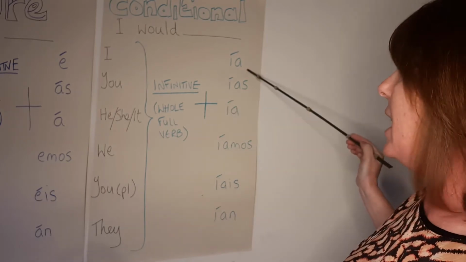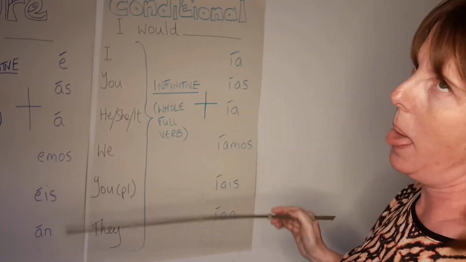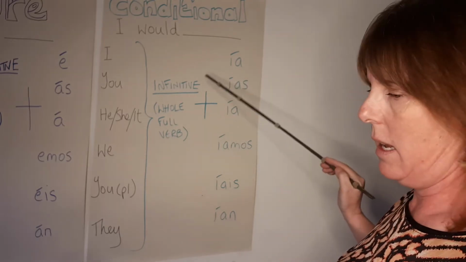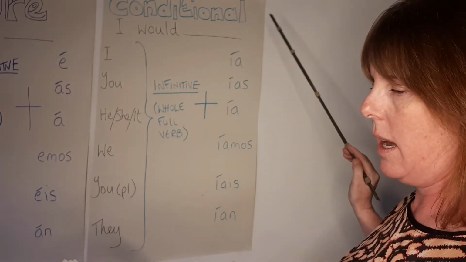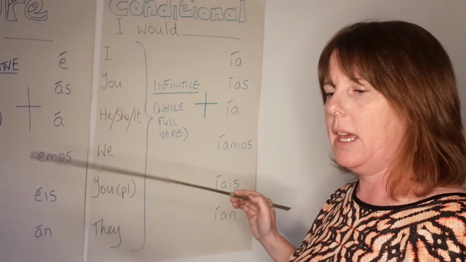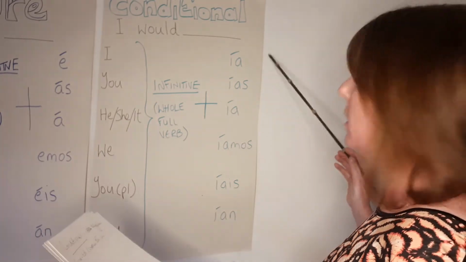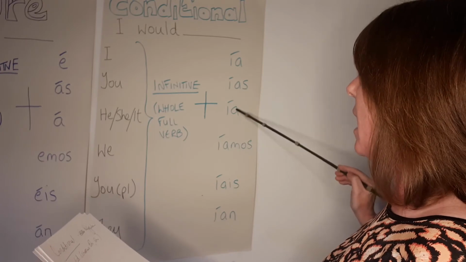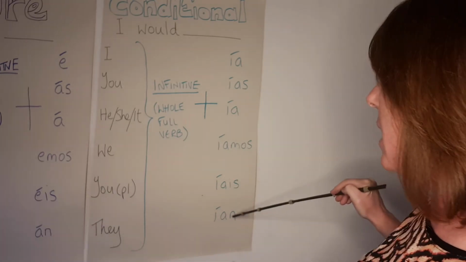Do it again. Ia, ias, ia, blah, blah. Oh, I forgot how to do it now. Ia, ias, ia, iamos, ian.